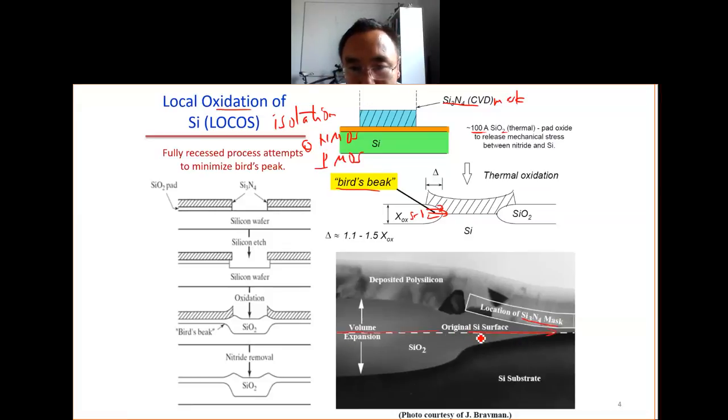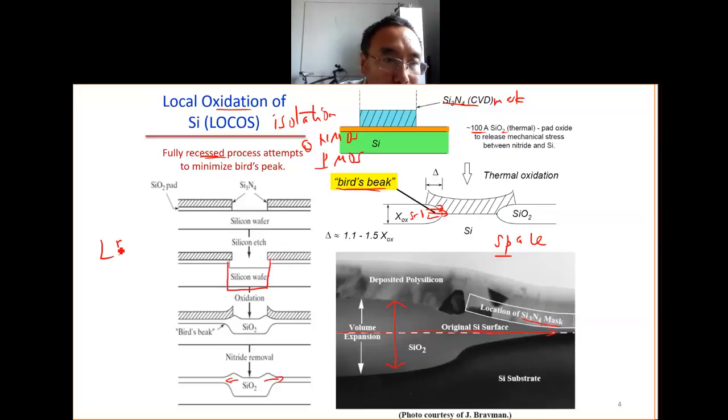This interface here is the original silicon surface. During the growth, the silicon gets consumed and also gets expanded from both sides. So this lateral bird's beak will take a lot of space. This is a problem because you cannot put so many transistors. To solve this problem, one way is to have the recessed process. Here we have the mask. Then we etch into the silicon a little bit. Then we grow the silicon oxide. This way, the lateral growth will not be too much. A better way is to etch deeper.